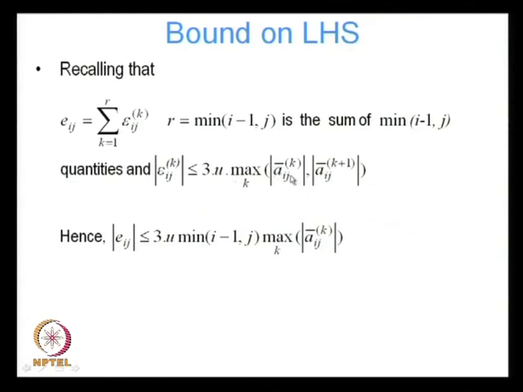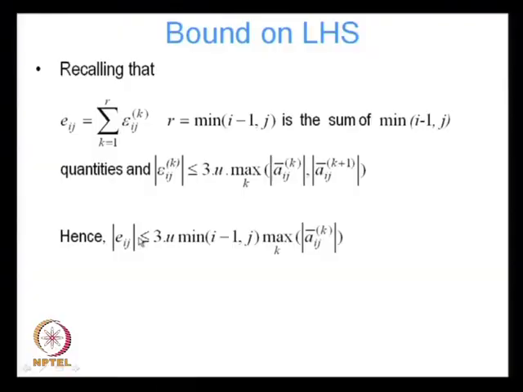This is the maximum of A bar ij k plus 1, and that is maximum of A bar ij k over all the k's. So, we are taking the maximum possible. We have a sum of epsilon ijk which involve terms like this, maximum of this and this. So, we are looking at all the sums, and we are saying that of all the terms which comprise the sums, we are going to take the maximum value. That maximum value times i minus 1 is going to be an upper bound on mod of Eij.